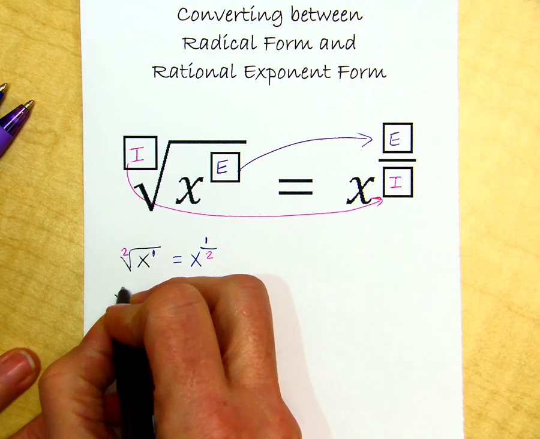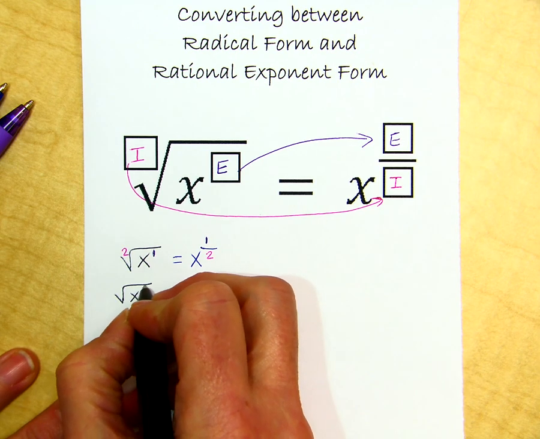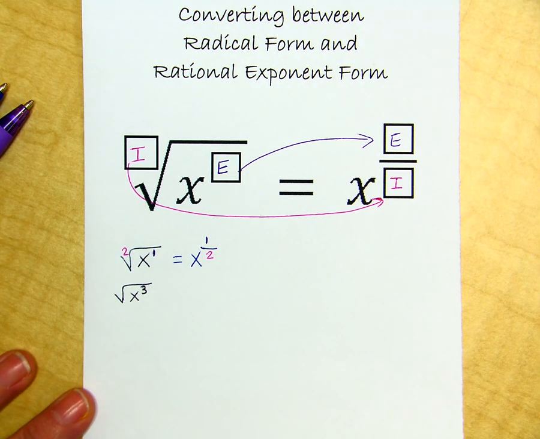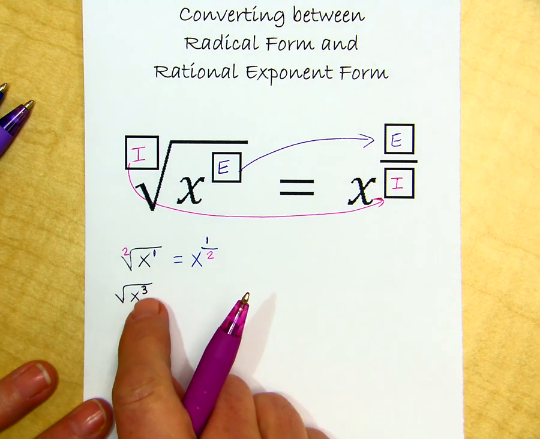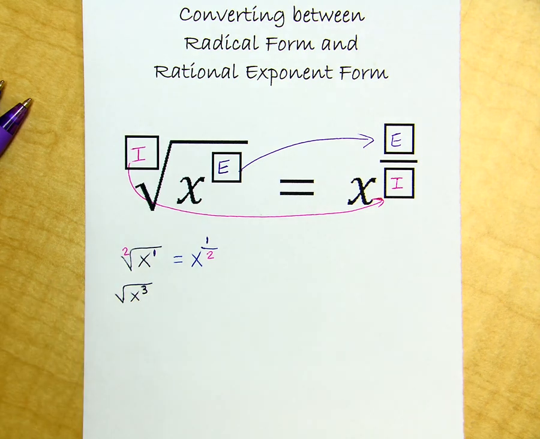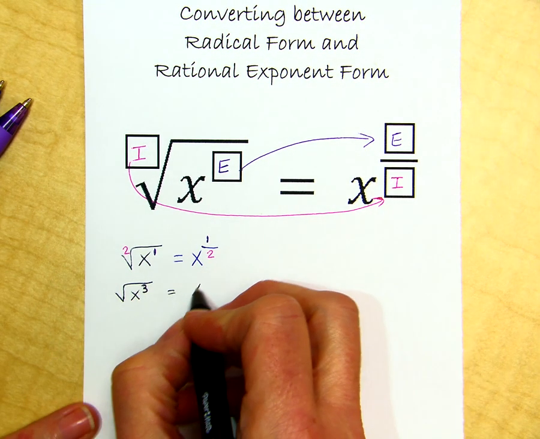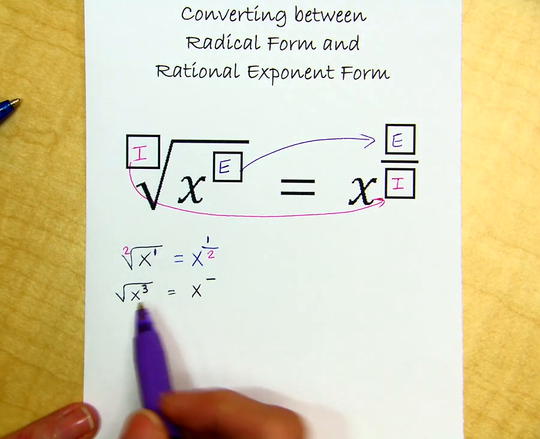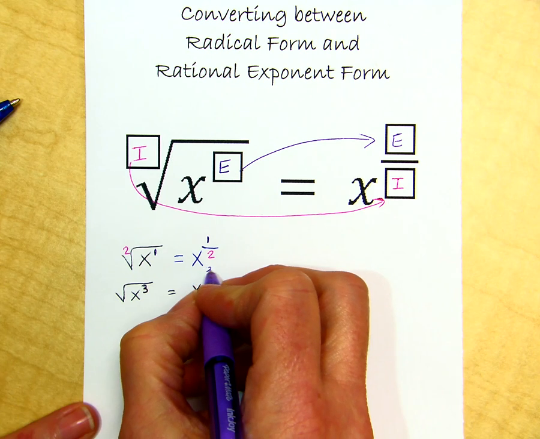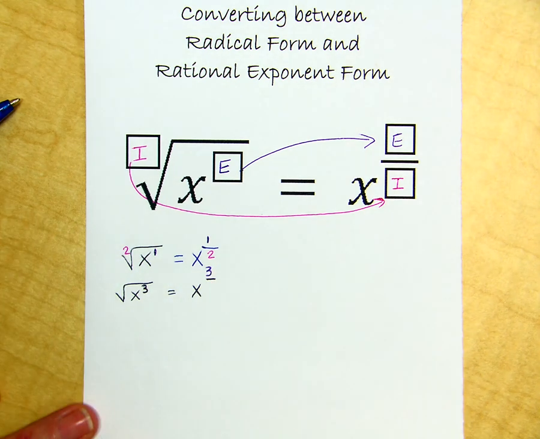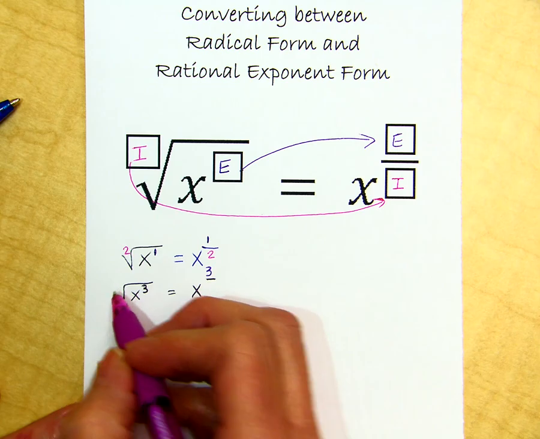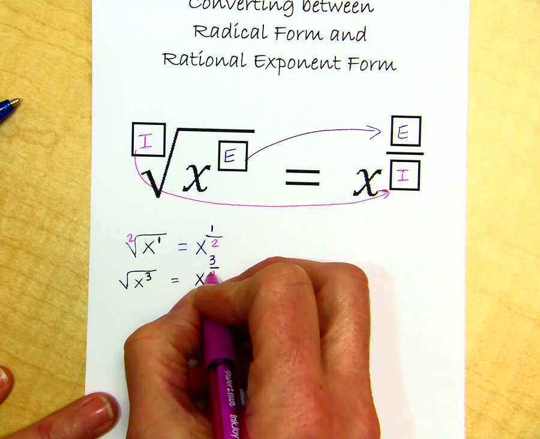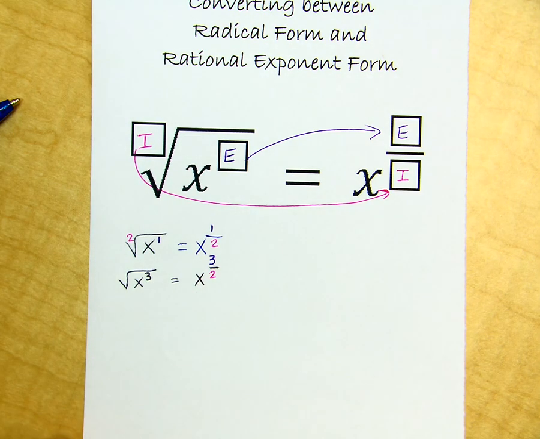So let's do an example of something other than a 1 as your exponent. So here we have the square root of x cubed. So for this one, your base stays the same, and you're going to have a fraction. Our exponent is 3, so that goes in the numerator. And our index here, that is hidden or invisible, is a 2. So we get x raised to the 3/2 power.